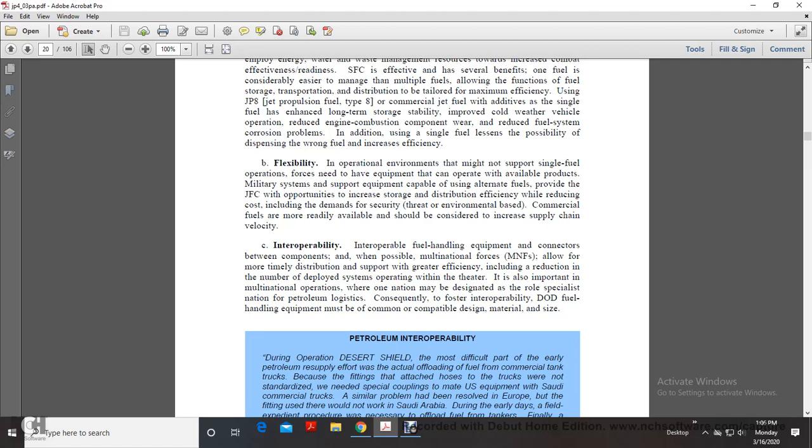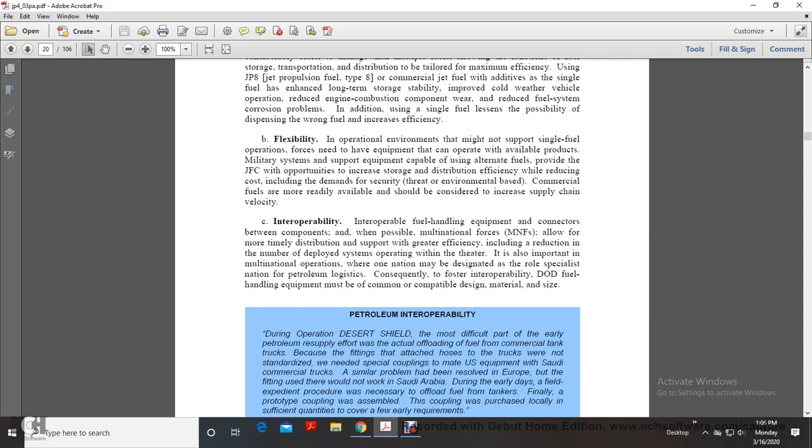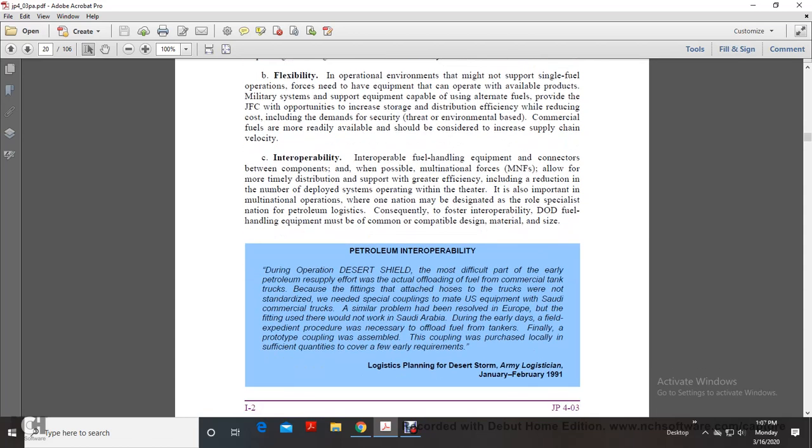The multinational forces allow for more timely distribution support with greater efficiency, including reduction of the number of deployed systems operating within the theater. It's important for multinational operations where one nation may be designated as a role specialist nation for petroleum logistics. Consequently, the interoperability of Department of Defense fuel and equipment must be common or compatible in design, material, and size.